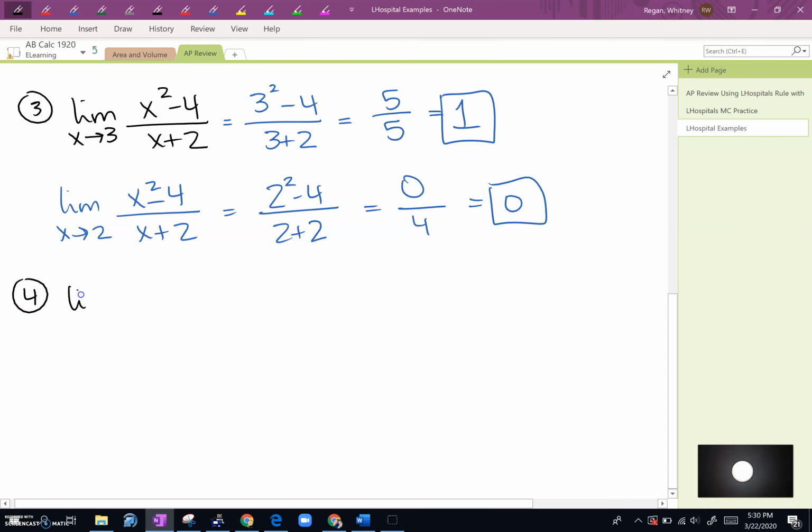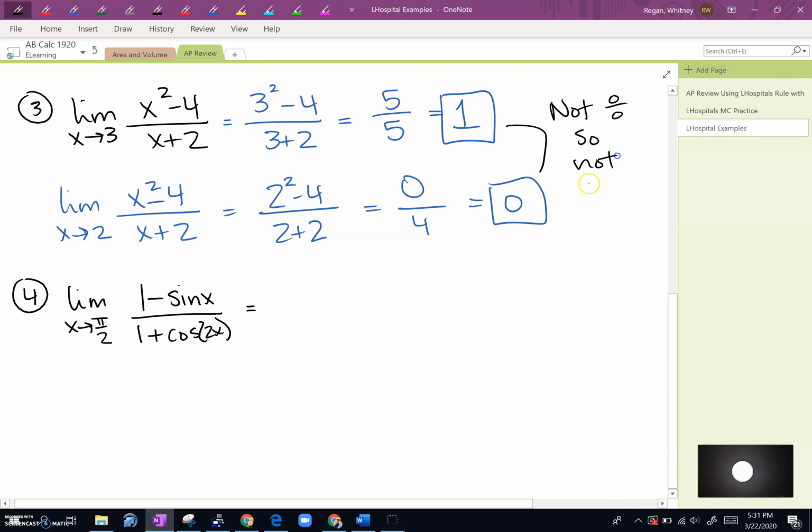So let's try one last one. How about limit x approaching pi over 2? We're going to throw some trig in there. So 1 minus sine x over 1 plus cosine 2x. So we have to check to see if we actually need L'Hopital. For these earlier ones, it wasn't 0 over 0, so there was no L'Hopital.